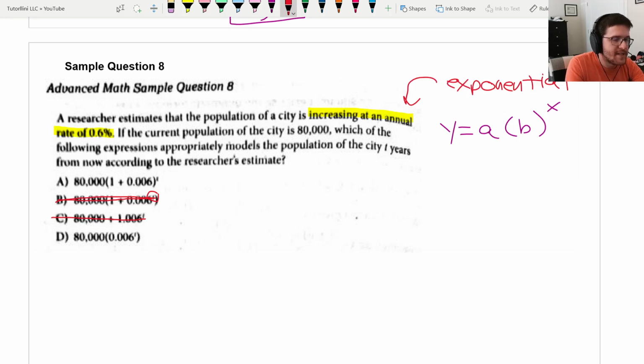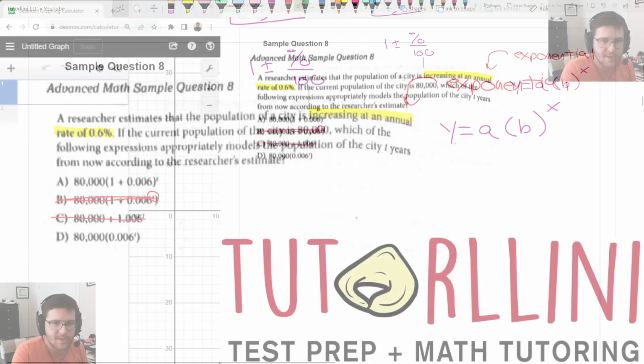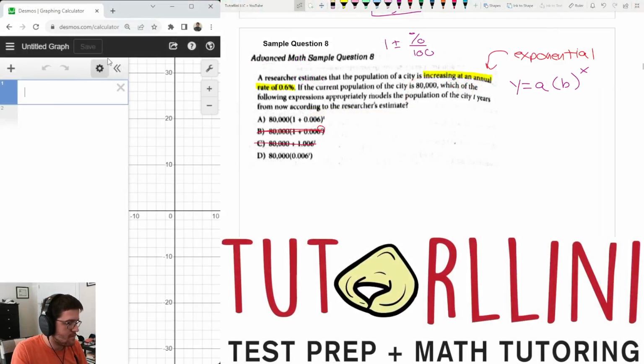Okay, so now it says increasing at an annual rate of 0.6%. So we have to find the percent multiplier. And increasing means to go up. So we're not going to do 1 minus, we're going to do 1 plus the percent divided by 100. I don't like to do that in my head.